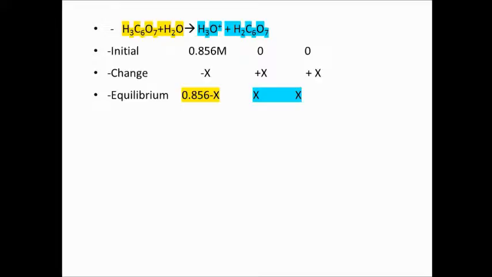Now, keep in mind, to find the concentration, we need to take the products over the reactants. So looking at this ICE table tells us that our products will be X squared over the reactants, which is 0.856 minus X. And this will equal our Ka. Now we already know our Ka, which was 7.5 times 10 to the negative 4, and that'll equal X squared over 0.856 minus X.